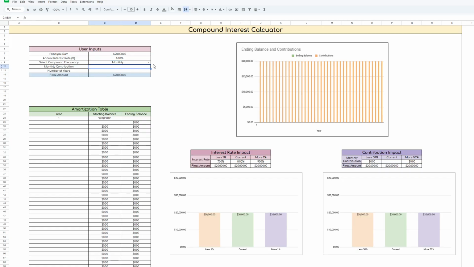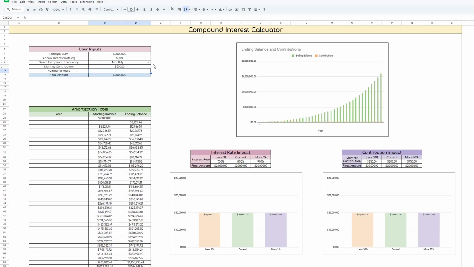You can choose whether you want to make a monthly contribution. So if you're just starting with your initial principal, and you want to see how that changes over time, you could leave this as zero. But if you do want to put some monthly contributions, maybe to the effect of $500, you could add that in. And as you're doing this, you can see that the ending balance is changing over time. It's compounding, and we can see our contributions in the orange here kind of just consistent over time.